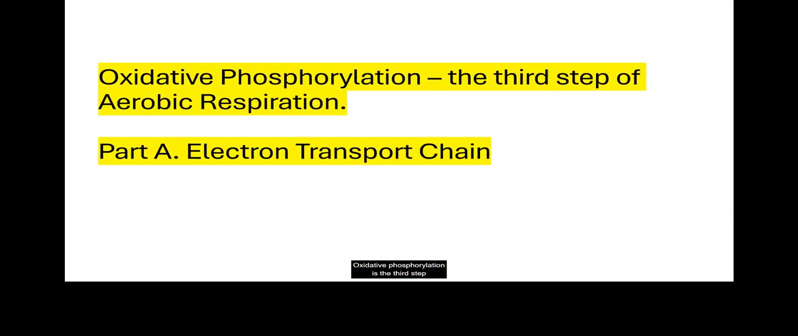Oxidative phosphorylation is the third step of aerobic respiration. And first we will start with part A, electron transport chain.